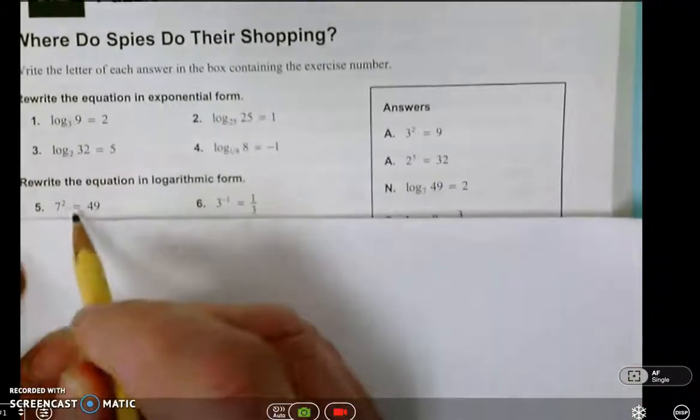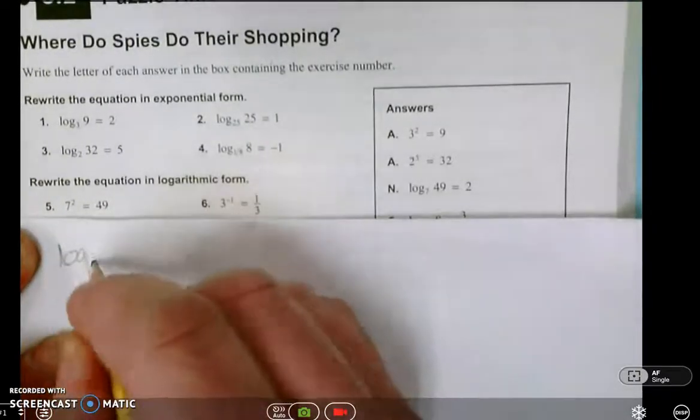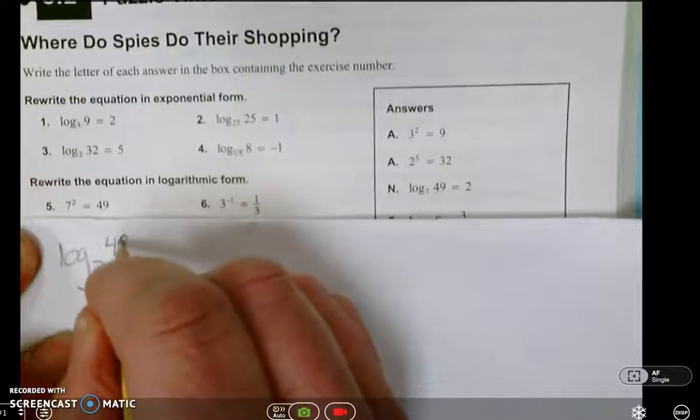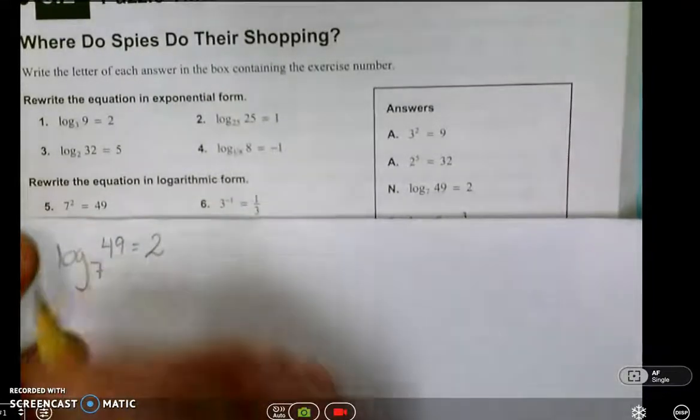So we're 7 to 49. So this is a true statement. We're just changing the form, saying log base 7 of 49 equals 2. And that's just the definition. That's the setup for it.